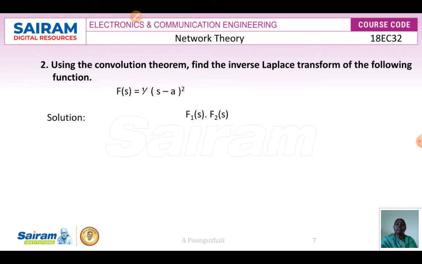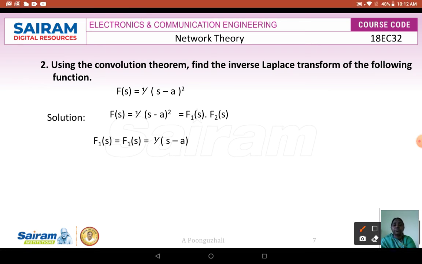So the next problem is, using the convolution theorem, find the inverse Laplace transform of the following function. F of s is equal to 1 by s minus a the whole square. So we know that f of s is equal to f1 of s into f2 of s. So we write f of s is equal to 1 by s minus a the whole square, that I can write as f1 of s into f2 of s. So f1 of s is equal to f2 of s is equal to 1 by s minus a.